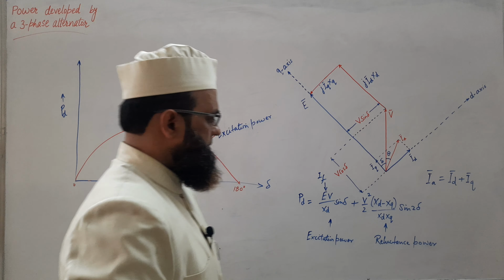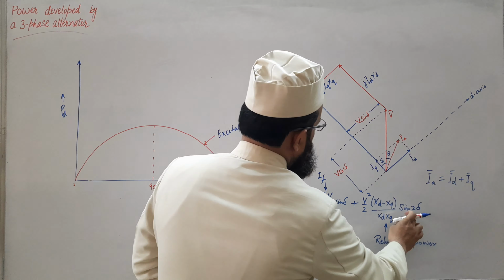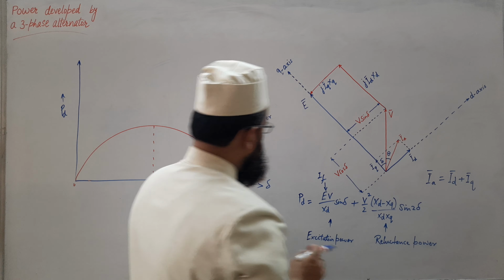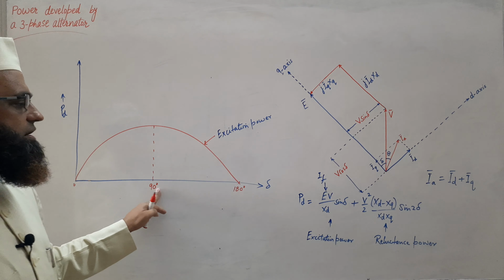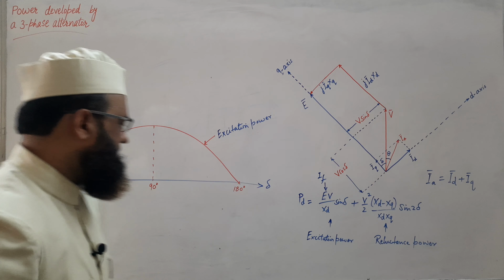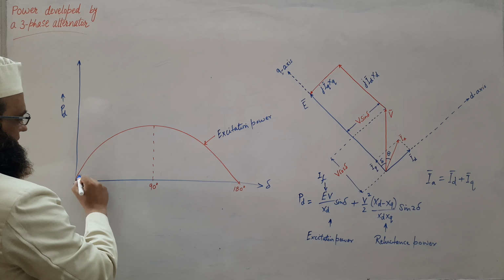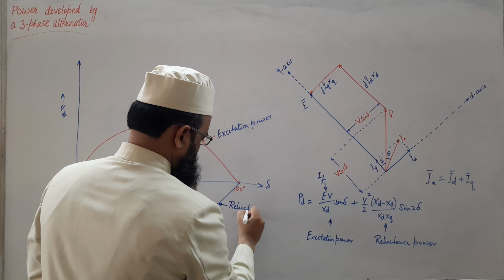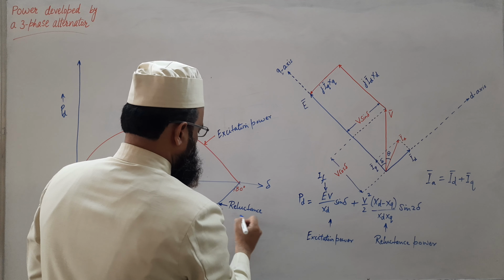For reluctance power, this is sin 2 delta, which means when delta is 180 degrees, 2 delta will be 360 degrees. When delta is 90 degrees, 2 delta will be 180 degrees. So it will be something like this. Then for this reason, it will have a negative value of developed power. So we may write this for reluctance power.